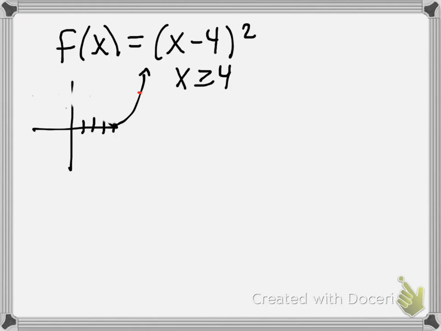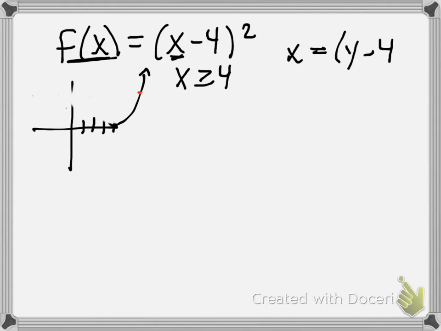So when I start finding my inverse, I've now restricted my domain to x greater than or equal to 4. Well, again, we want to find our inverse. We've got to switch the x and the y. So in place of f of x, I'm going to put an x. In place of this x over here, I'm going to have a y.